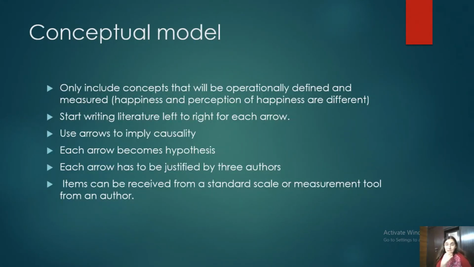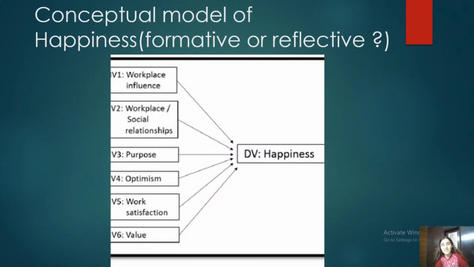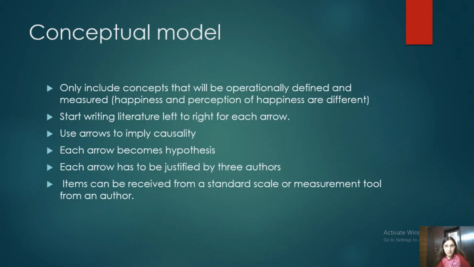Use arrows to imply causality. Now, when I say there is an arrow, what am I saying? I am saying there is a cause-effect relationship. Workplace influence is causing happiness. Workplace influence is IV and happiness is DV. Each arrow becomes a hypothesis, as I have told you. Each arrow has to be justified by 3 authors. Where will you get it? You will get it in the research paper itself. All this material you will get.